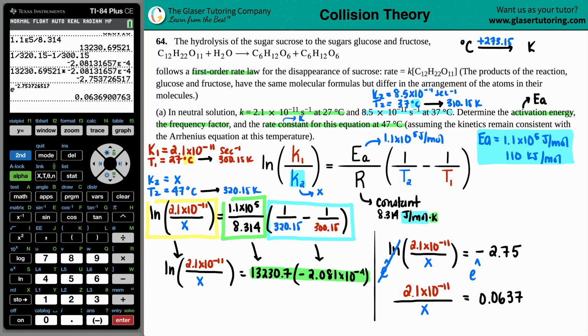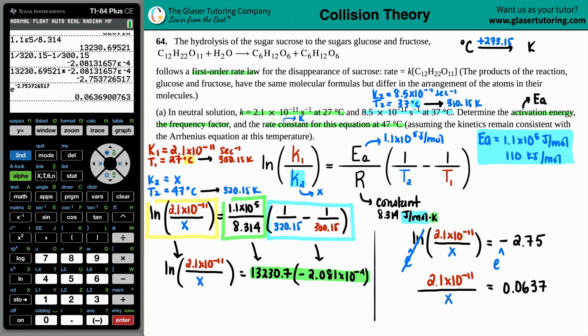And now we're almost there. Let's just maybe bring this up a little bit. Cross multiply, bring that x on over. You could probably see what we're doing now. So it'd be 0.0637x equals the 2.1 times 10 to the negative 11th. And now just divide by 0.0637 on both sides. Okay. And then that gets rid of this.